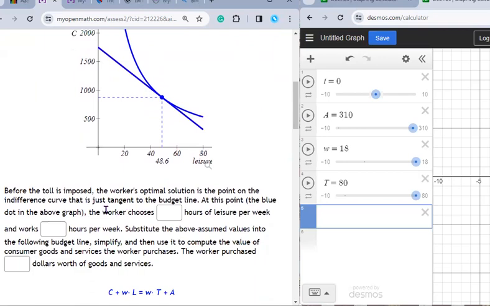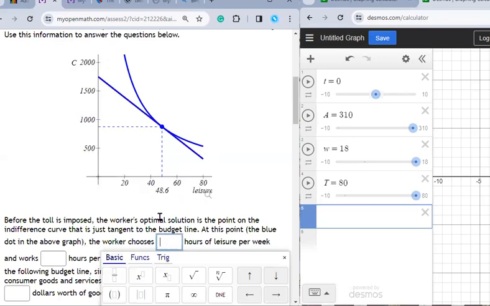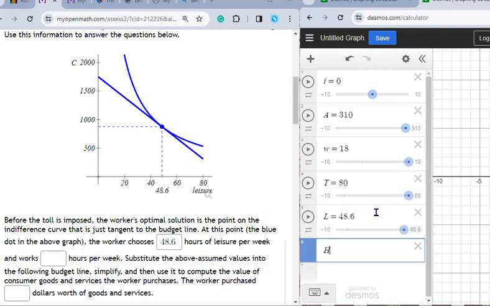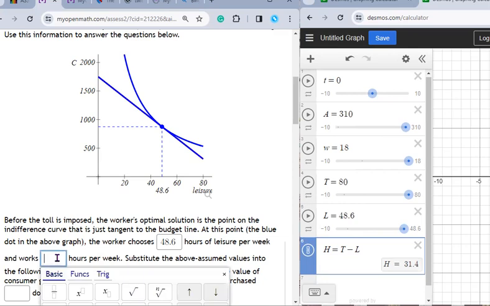All right, so before the toll is imposed, the worker's optimal solution is the point on the indifference curve that is just tangent to the budget line. At this point, the worker chooses 48.6 hours of leisure per week. If her leisure is 48.6, then her hours of work are going to be the time constraint minus her leisure. So she's going to work 31.4 hours a week.